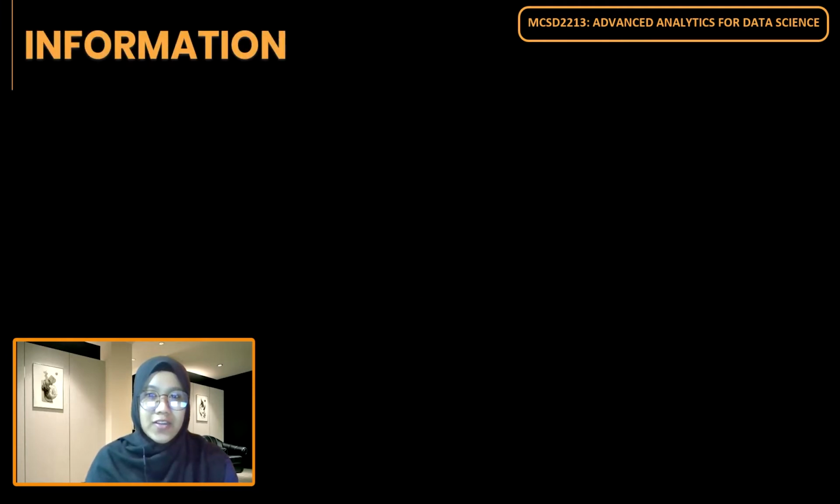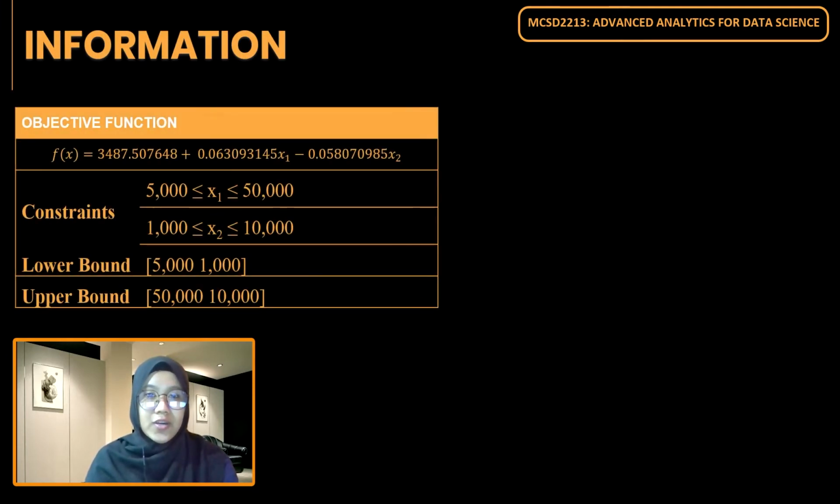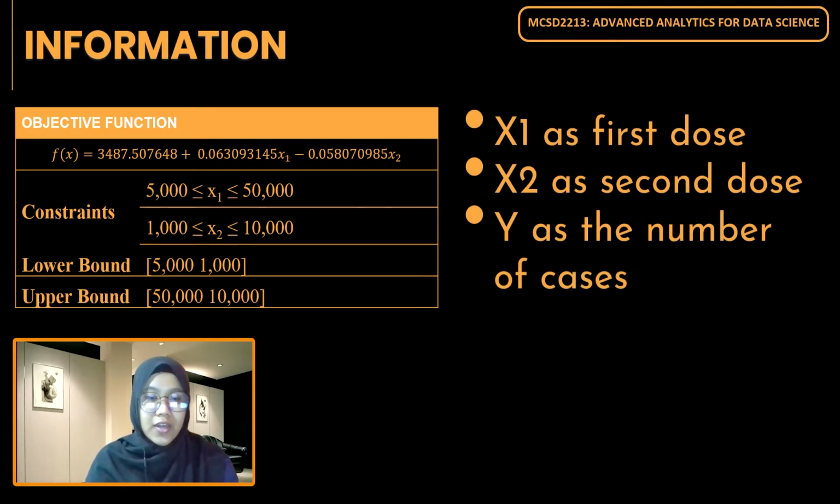Firstly, we need to extract the information from the question. So here we have the objective function denoted as f(x), the constraints on x1 and x2, and from the constraints, we define the lower bound and upper bound of x1 and x2. We will define x1 as the first dose and x2 as the second dose, while the fitness value y denotes the number of cases.